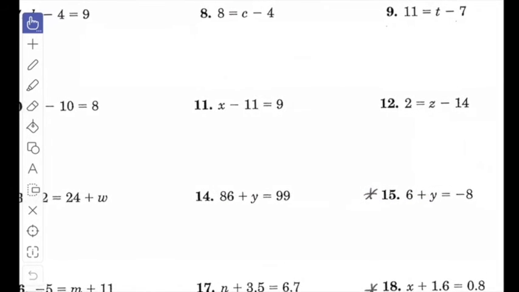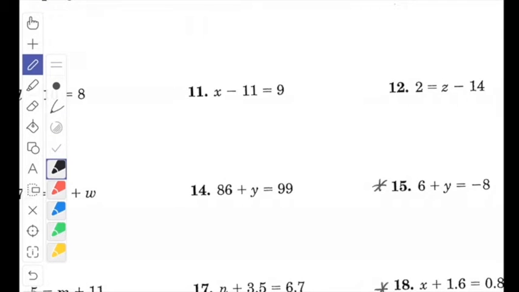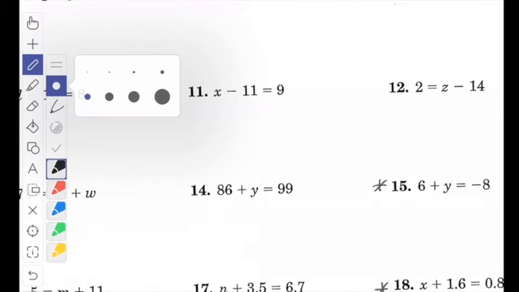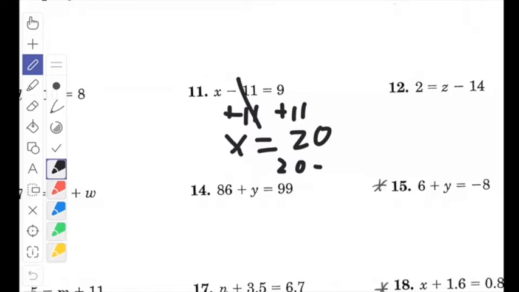So let's look at number 11. Number 11 says x minus 11 equals 9. The first step is to isolate the variable. I see x minus 11, so I know I have to do the inverse operation, which means add 11. So I add 11 to each side of the equation. When I do that, I have x, and 11 minus 11 cancel out, equals 9 plus 11, which is 20. Then I substitute 20 back into my equation. 20 minus 11 equals 9. 9 equals 9. So that checks out, and we're good.